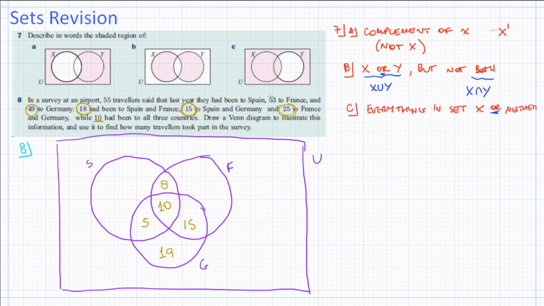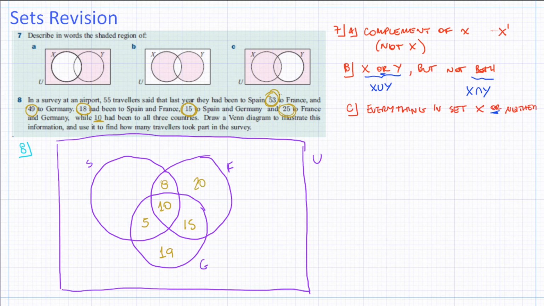Now France, 53 went to France. How many do I already have here in France? If I consider everything which is inside of this set, 15 plus 10, 25 plus 8, 33. If I want to add up to 53, I still need 20. Who went only to France?